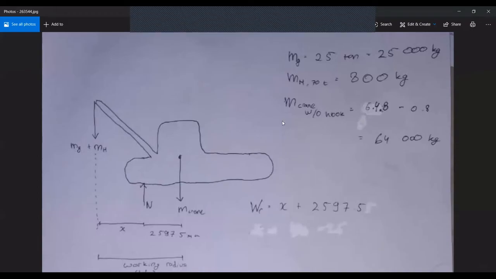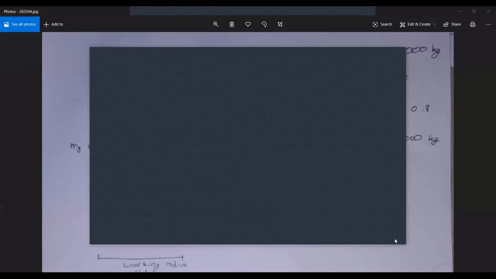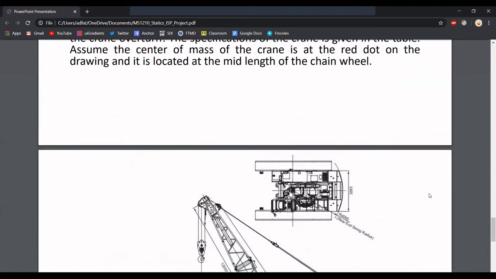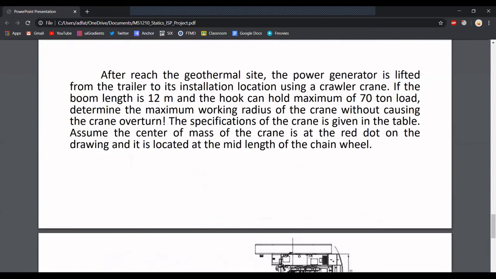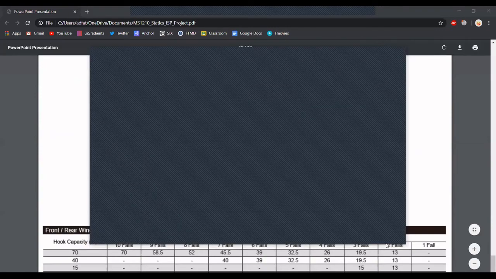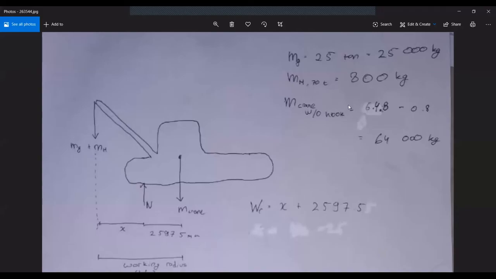Now, as you can see on the table here, the hook weight we are using is the 800 kilogram one, which is the maximum load of the crane that can be held. So the weight of the hook is 800 kilograms. The mass of the crane without the hook is 64 tons or 64,000 kilograms. The mass of the generator is 25,000 kilograms, and the mass of the hook is 800 kilograms.